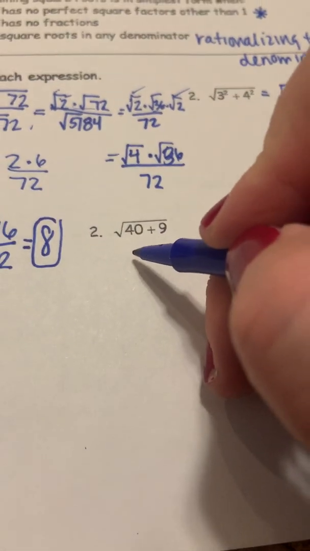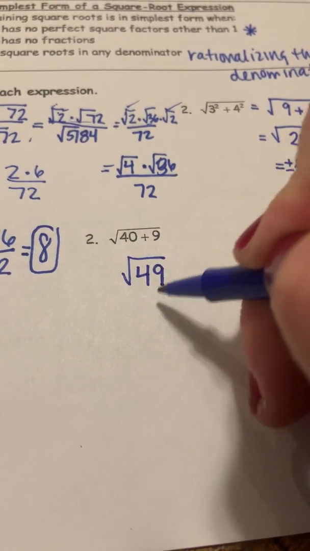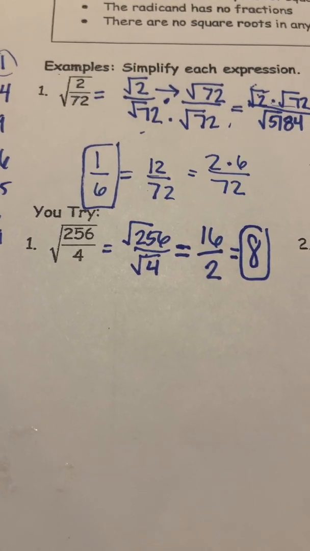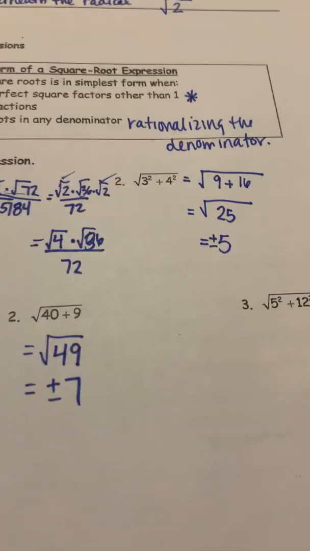Square root of 40 plus 9 is a square root of 49, and we all know the square root of 49 is perfect, hopefully, and you should get plus or minus 7.